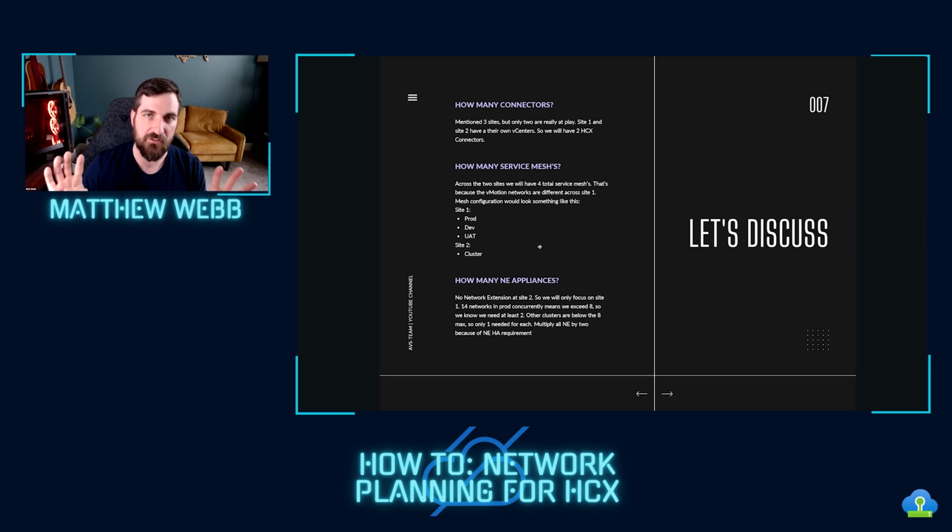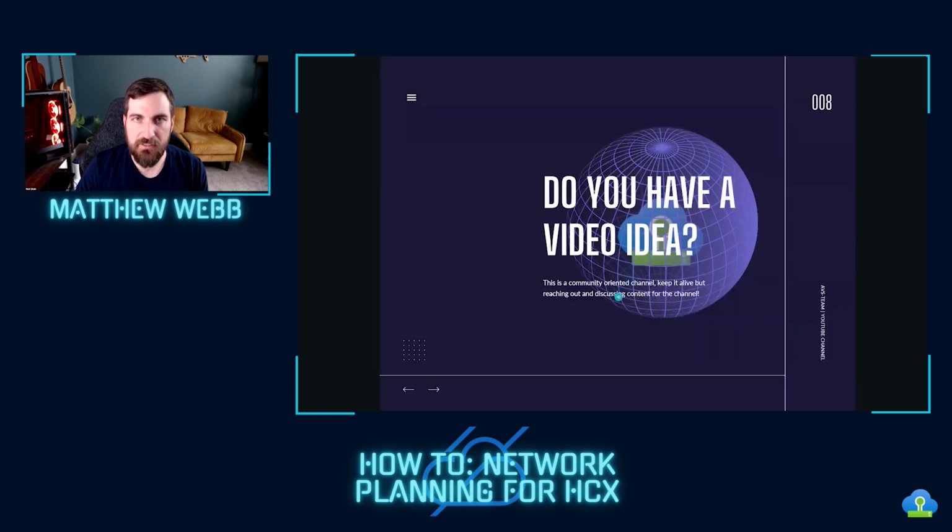Each of those will need its own IP. So we've got 8 IPs on the management network for network extension. Then we've got 4 IPs on the management network for the IX appliance, and then 4 for the vMotion as well. So that kind of covers the topic.